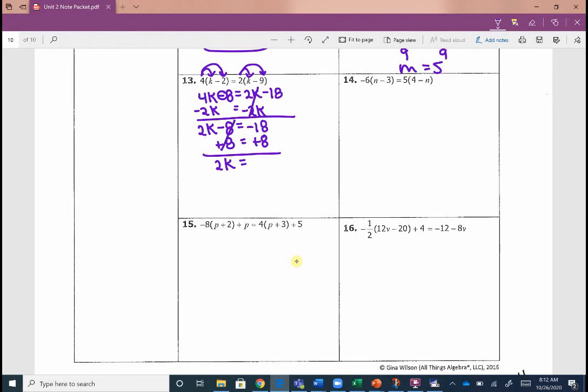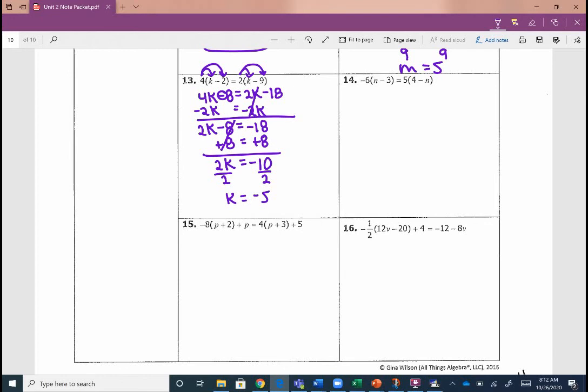Negative 18 plus 8. If you need to pop that in your calculator, guys, please do that. We get a negative 10. Remember, we have to watch our signs. That doesn't equal 26. It's negative 18 plus 8. And then to finish off, we divide. And our k equals negative 5.